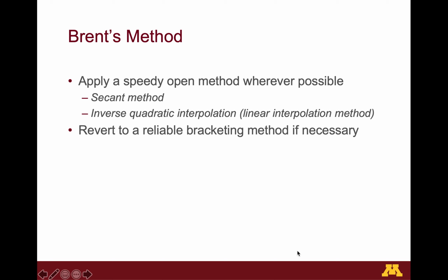A hybrid method approach is introduced here, which is called the Brent method, which is to first apply a speedy open method whenever it's possible, then revert to a reliable bracketing method if necessary. The open method to be used can be the secant method or some other interpolation method, such as inverse quadratic interpolation, which is a method that we do not cover details.